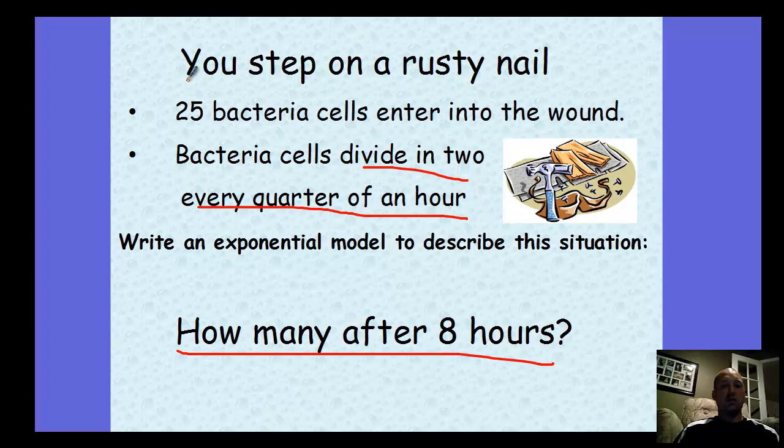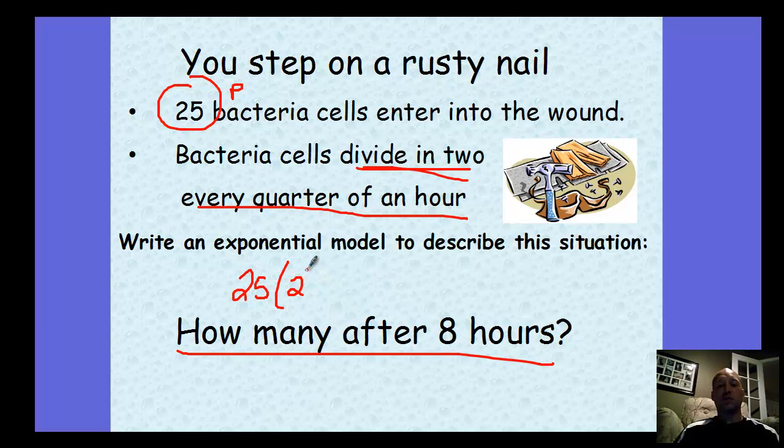So we have our starting value here, 25. This is kind of like a P value if you want to think about our starting value. Now our base, what's our base? It's dividing into 2, which means it's going to be doubling. Okay, so we're going to double. That's our growth factor. We're going to double the 25 bacteria.